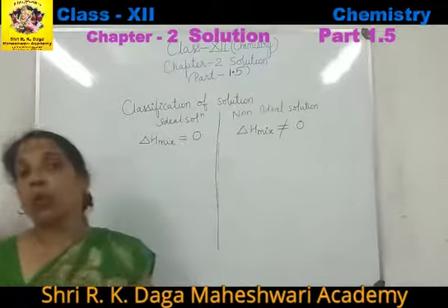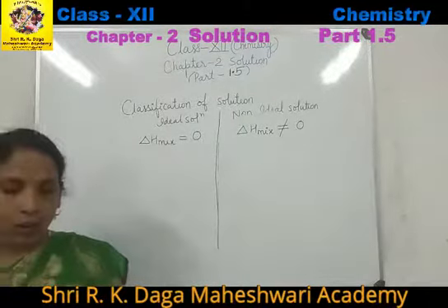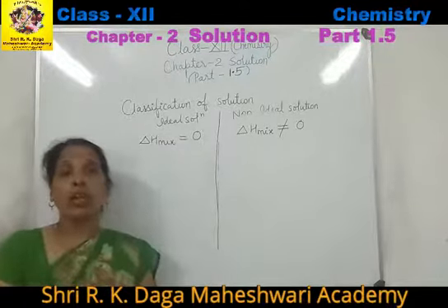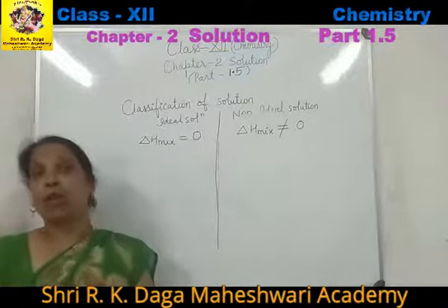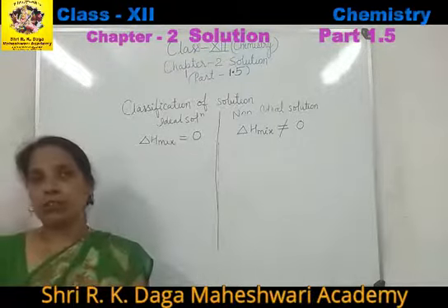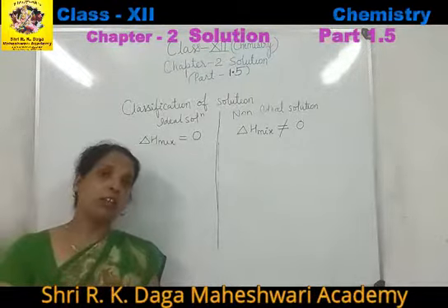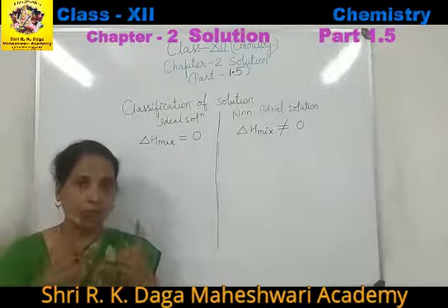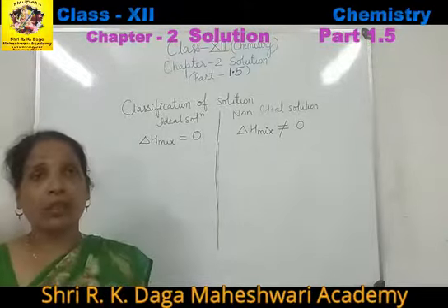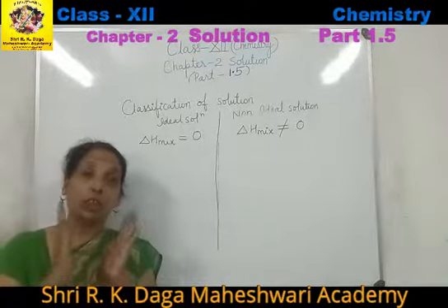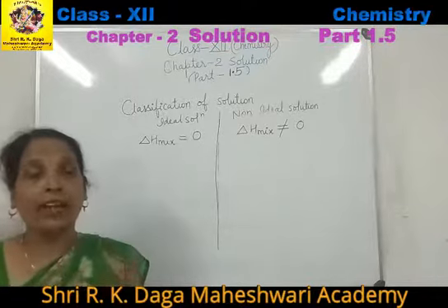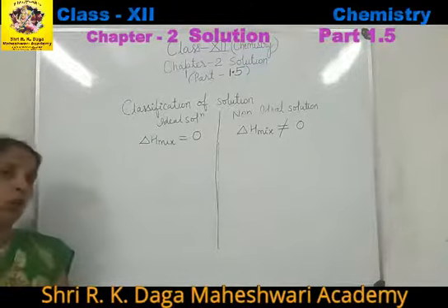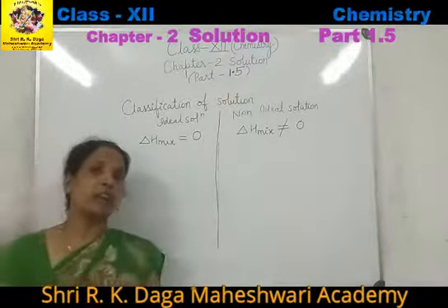Once again I am going to repeat all of the differences between ideal and non-ideal solution. In case of ideal solution, the vapor pressure of the solution is always equal to the sum of the partial vapor pressures of their components. And in case of non-ideal solution, the vapor pressure of the solution will not be equal to the sum of partial vapor pressures of the components. Second difference is, if the solution is ideal, it will obey Raoult's law at all concentration and temperature, while non-ideal solutions do not obey Raoult's law at all temperature and concentration.